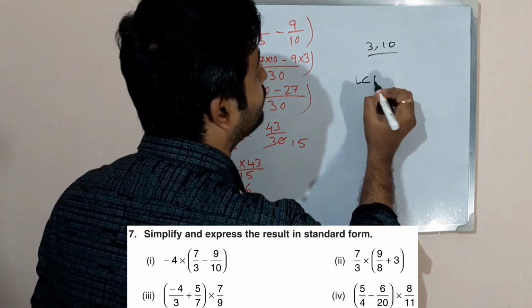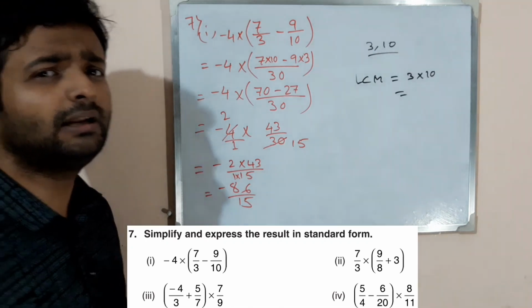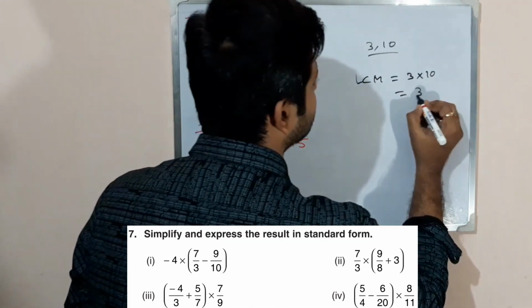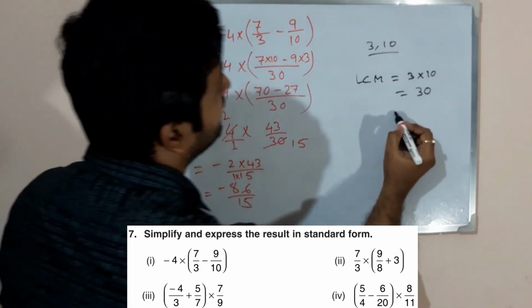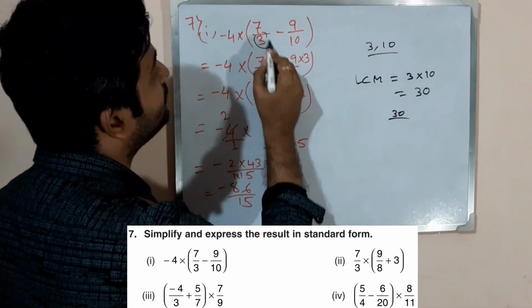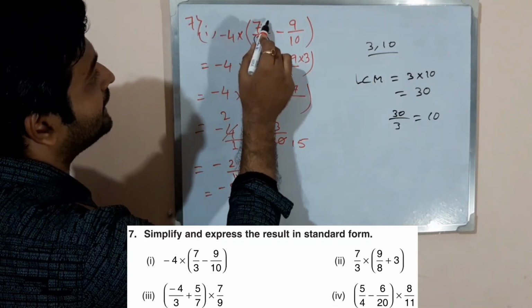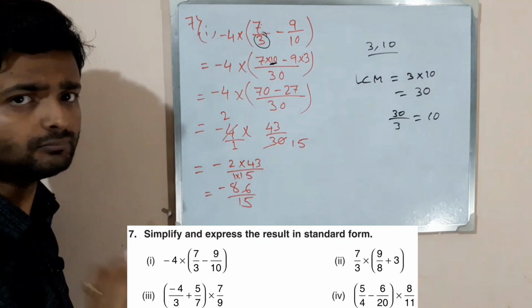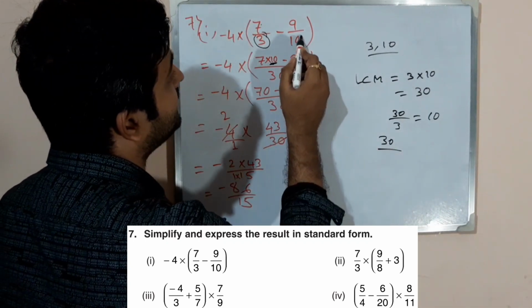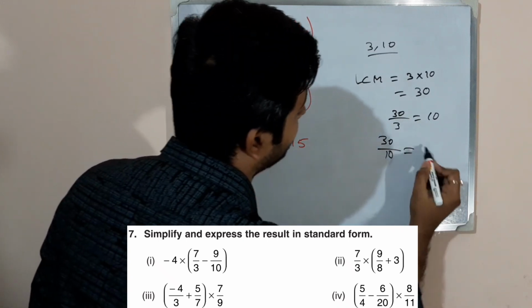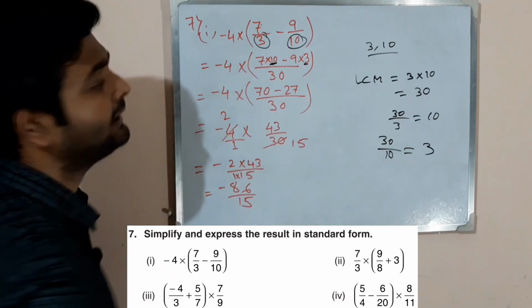So LCM of two co-prime numbers is what? Product of the numbers. You have done this in class 6 actually. So that is 30. Now 30 is the LCM. So 30 divided by the denominator 3, you will get 10. So that's why you have to multiply the numerator by 10. So I have done this. Next, 30 divided by the denominator 10, here you will get 3. So that's why I have multiplied by 3.